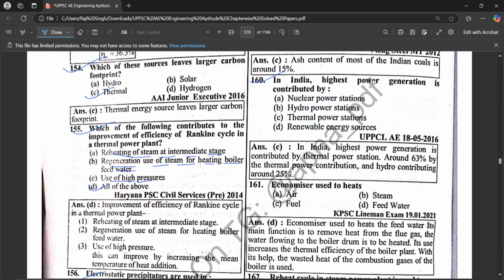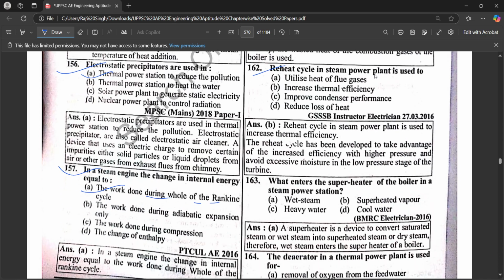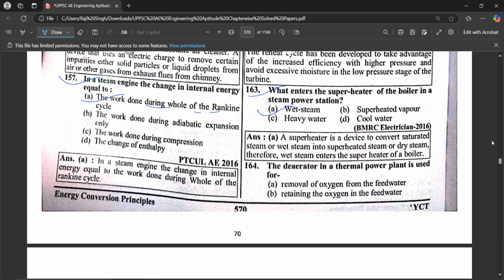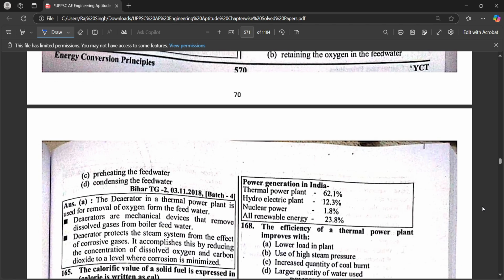In India, the highest power generation is contributed by thermal power stations. Economizer is used to heat feed water. Reheat cycle in a steam power plant is used to increase thermal efficiency. What enters the superheater of the boiler in a steam power station? Wet steam. The aerator in a thermal power plant is used for removal of oxygen from the feed water.